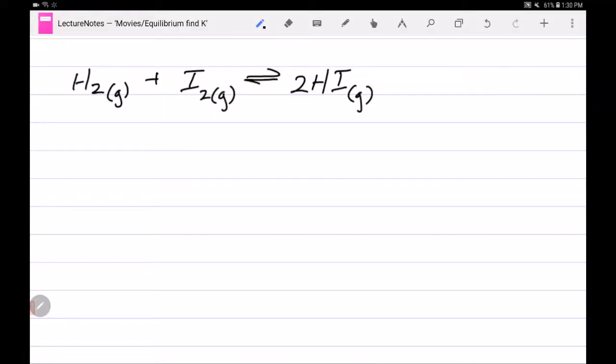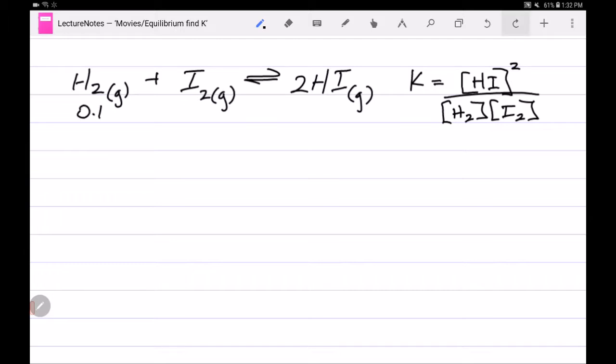When you're going to do calculations when the system is at equilibrium, the first thing you need to do is make sure that you write the expression that goes with that equation, or vice versa. So the expression here would be K equals products raised to their coefficients divided by reactants raised to their coefficients, excluding solids and liquids. All right, so there's the expression.